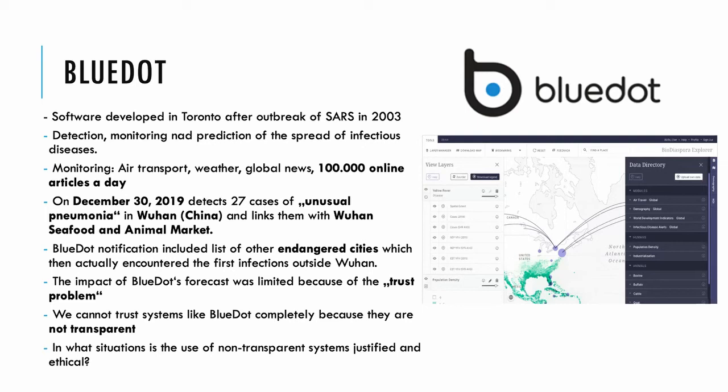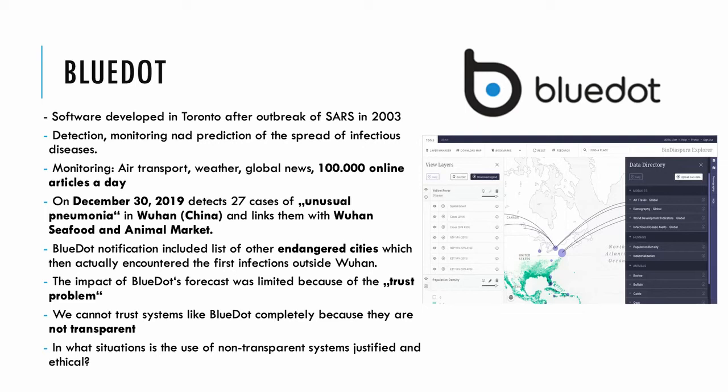Shortly after midnight on December 30th, 2019, Blue Dot detected in Wuhan, China, a collection of cases of unusual pneumonia and linked them to the Wuhan seafood and animal market. In addition to this notification, Blue Dot also listed locations that are closely linked to Wuhan as endangered cities and did so in a very concrete way. So based on the concrete ticket purchases made and not just based on an overall estimation of the average movement of the population. All of this was done by Blue Dot 9 days before the World Health Organization publicly stated that they had spotted the emergence of a new virus. So in principle, Blue Dot did its job very well. The forecast was fast and correct.